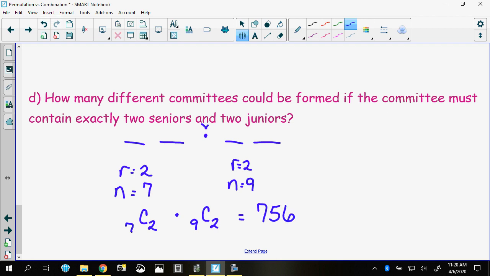So hopefully that gives you enough information to be able to do the lessons for this week. As we said, we're doing permutations and combinations, so hopefully you'll be able to get that done.